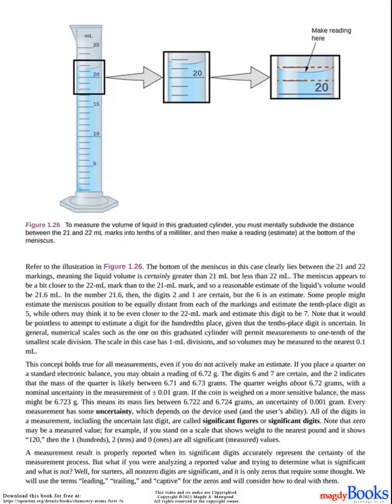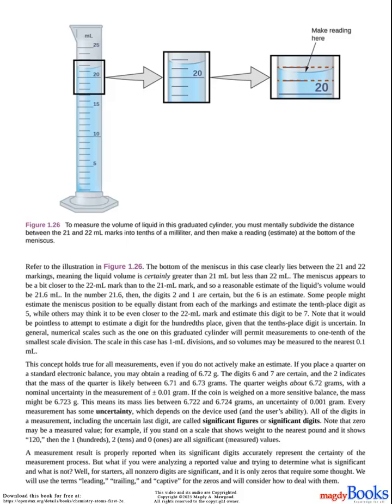Note that it would be pointless to attempt to estimate a digit for the hundredths place, given that the tenths place digit is uncertain. In general, numerical scales such as the one on this graduated cylinder will permit measurements to 1/10 of the smallest scale division. The scale in this case has 1 milliliter divisions, and so volumes may be measured to the nearest 0.1 milliliter. This concept holds true for all measurements, even if you do not actively make an estimate.